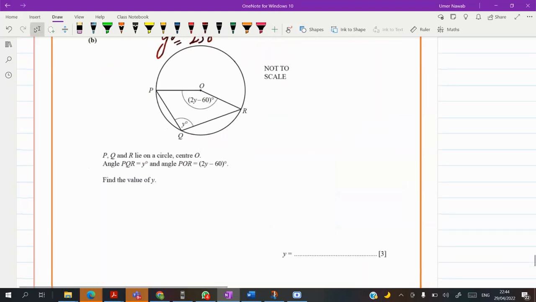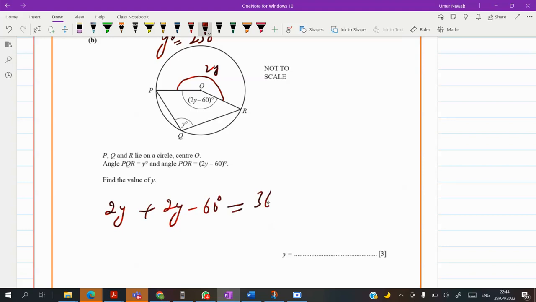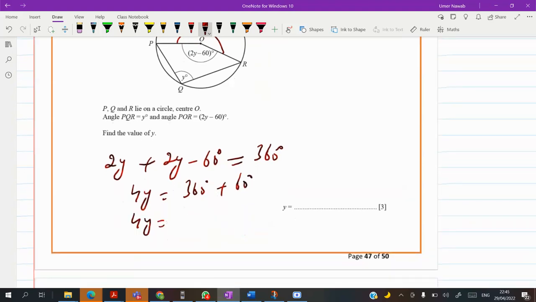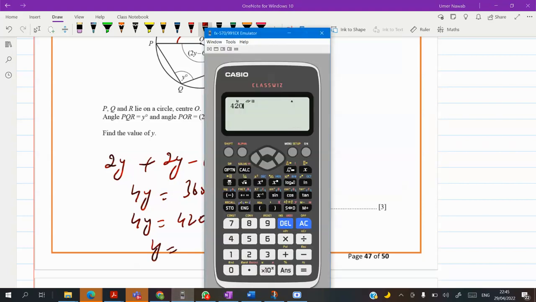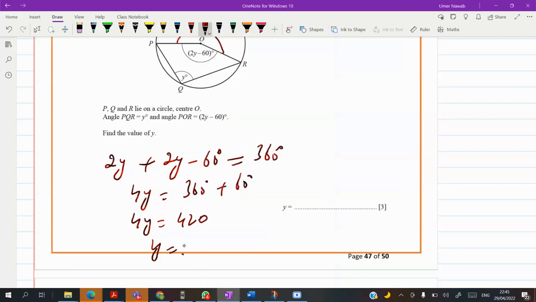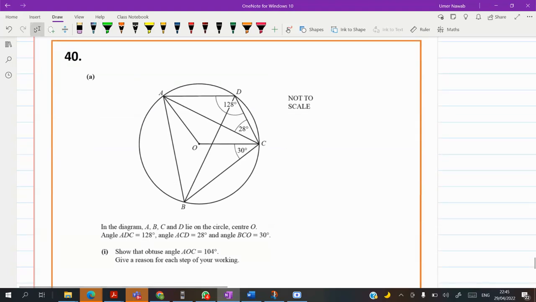Last. This one, guys, this is y. So this is 2y. So 2y plus 2y minus 60 is equal to 360. 4y is equal to 360 plus 60. Then 4y is equal to 420, and y is equal to 420 divided by 4, which is 105. So 105. Found it.